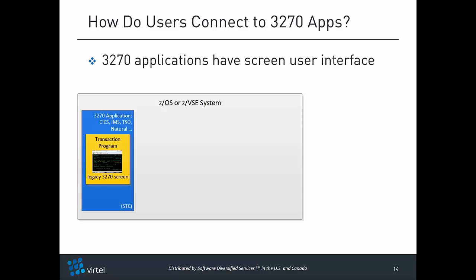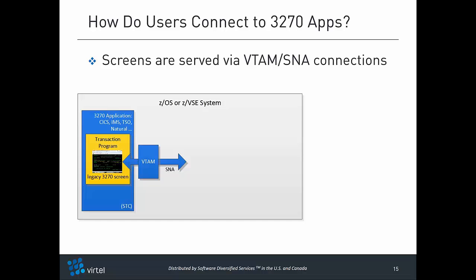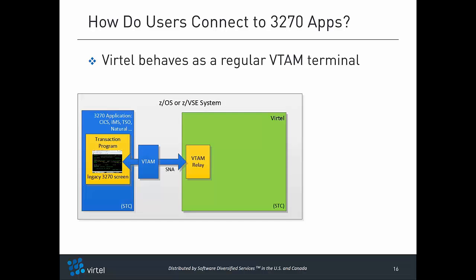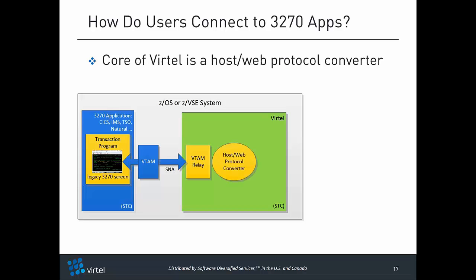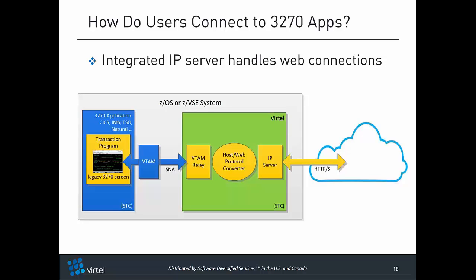3270 applications such as CICS, IMS, and TSO have a screen-based user interface. The screens are served to users via VTAM SNA connections. Virtel Web Access, which runs as a started task on the mainframe, behaves as a regular VTAM terminal. But behind the VTAM relay are a protocol converter between host and web connection technologies and an IP server which manages the HTTP connections with web users.